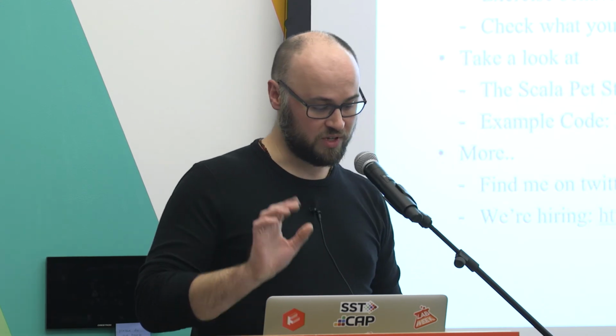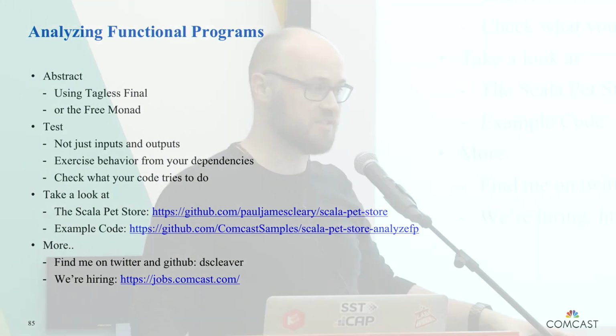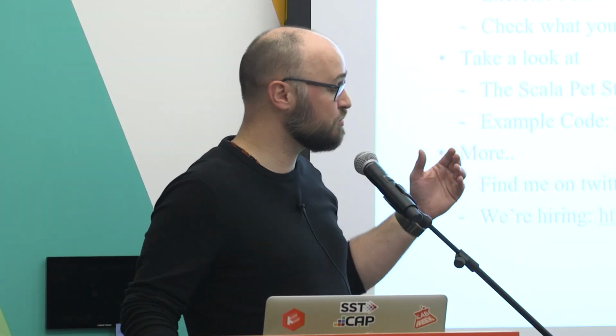All right. So this all went really fast. So, analyzing functional programs: use Tagless Final or the Free monad. I don't think this is an either-or choice, as I kind of pointed out in this whole presentation. Start with Tagless Final. It's a great way to abstract your what from your how, and to separate your implementations that have all the complex Future, Task, Stream, whatever behavior from the code that just does business logic. And you want that separation.